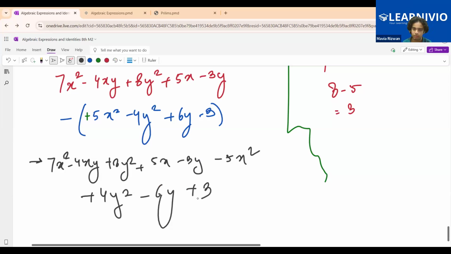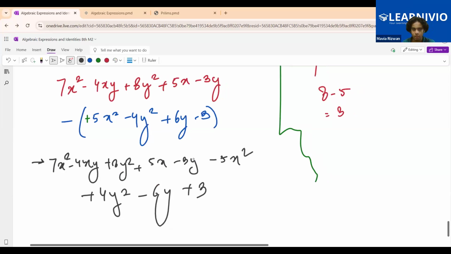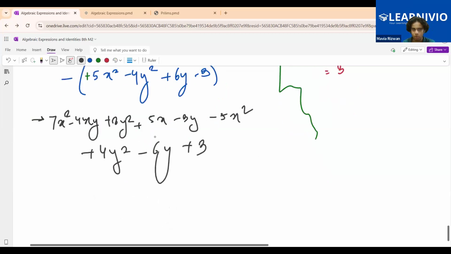Okay. Now see, 7x square. Any other x square term? Yes, 5x square. So 7x square minus 5x square is 2x square. So 2x square. Cancelled, cancelled. Minus 4xy. Any other xy term I can see? No. I'll just leave it as it is. So this is cancelled. Minus 4xy.